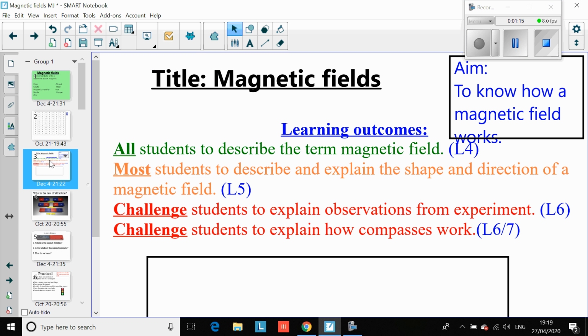Okay, so today we are learning about magnetic fields, and all of you should be able to describe the term magnetic field. Some of you will be able to explain the shape and direction of a magnetic field and explain observations of an experiment.